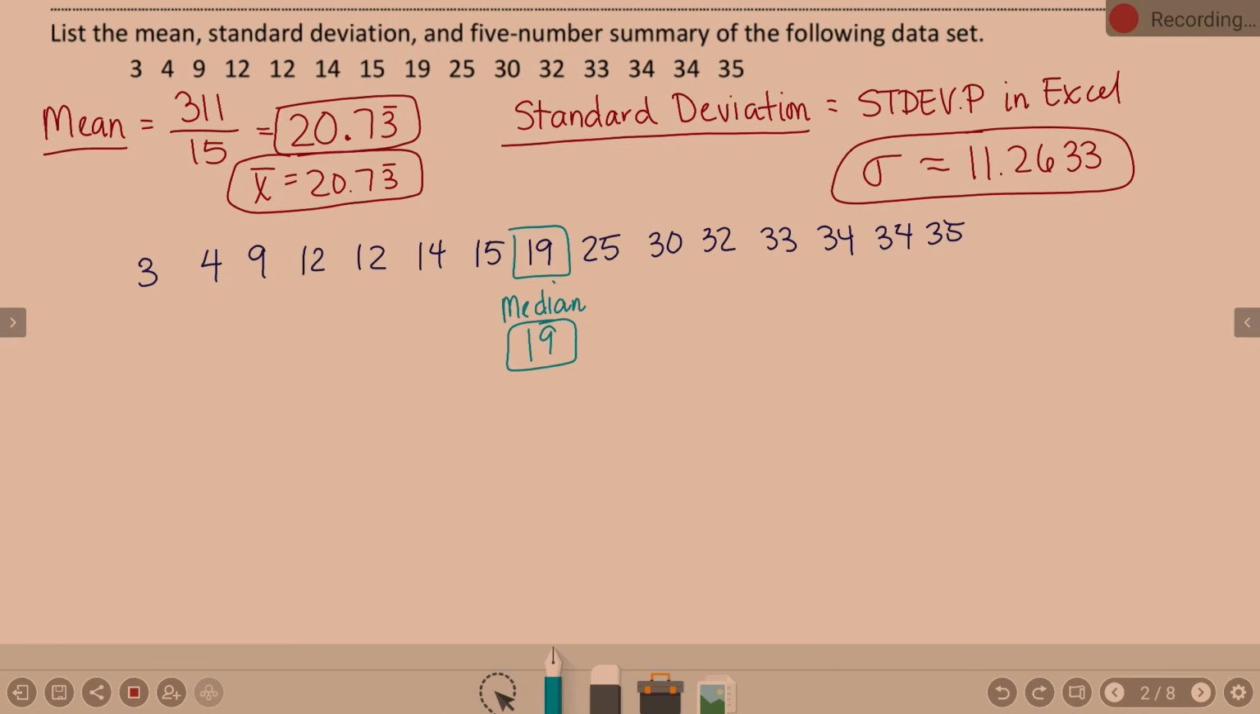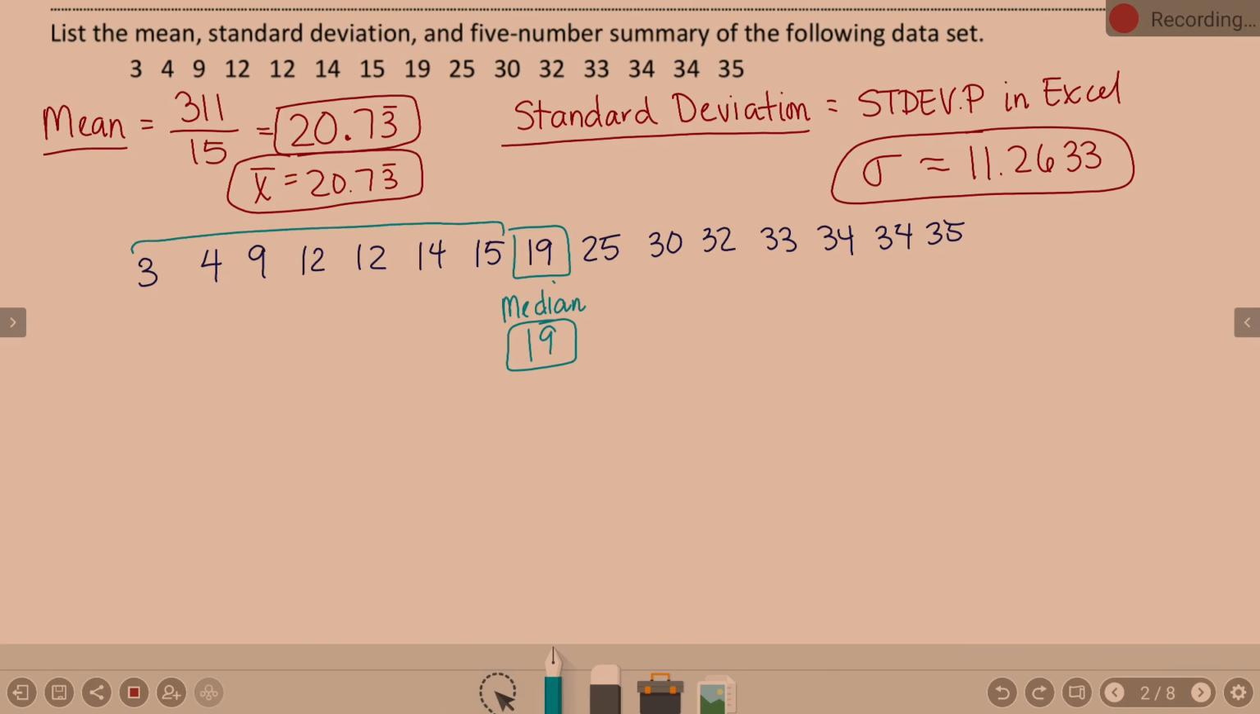After we find the median, what do we find? I save the min and max for last. First quartile, just because I don't want to mark extra numbers yet. With the first quartile, you're doing the median of the lower half. Is 19 in the lower half or the upper half? It's in the middle, so 19 goes in neither list. You're going to use the numbers from 3 to 15.